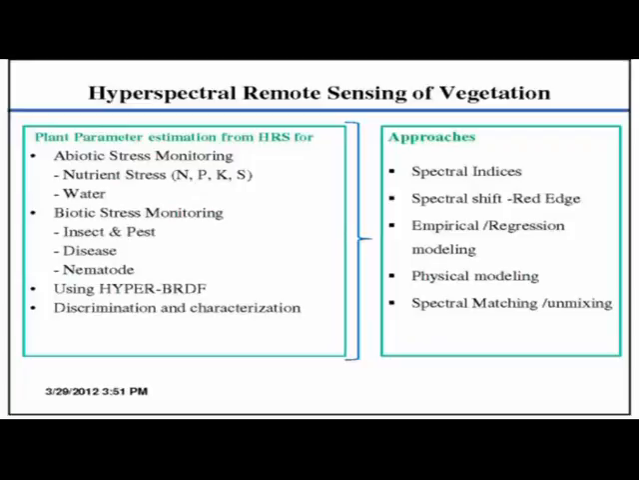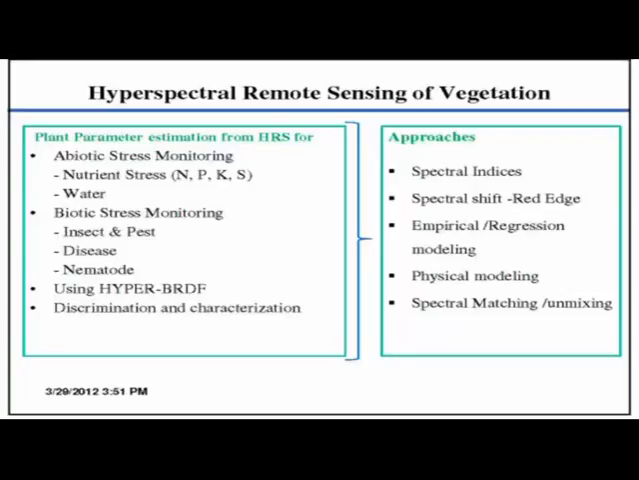Then coming back to the approaches, what approaches can be used for estimation of all these parameters? Maybe simply spectral indices, maybe the spectral shift, that is the red edge technique, maybe using those indices or sensitive bands through regression or empirical models by which you can predict those parameters, or through physical modeling like radiative transfer modeling, by which you can retrieve some of the parameters, which is more physically based than empirical, both at the experimental level and at the regional scale. Then of course for discrimination and characterization, when you have a spectrum, how do you know what the target is from which you got the spectrum? That can be done by spectral unmixing or spectral matching.